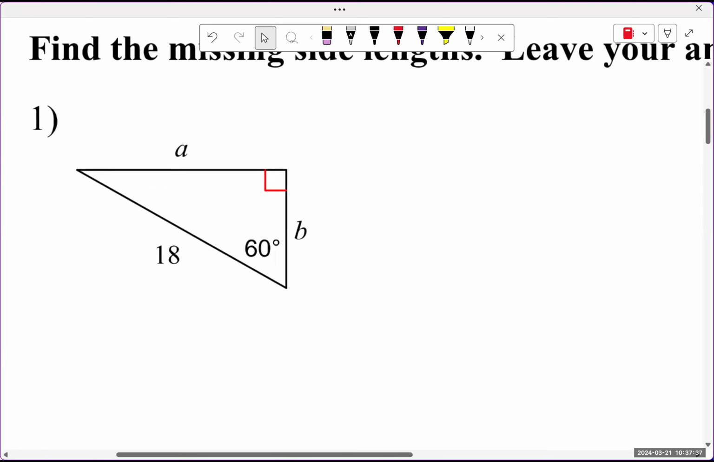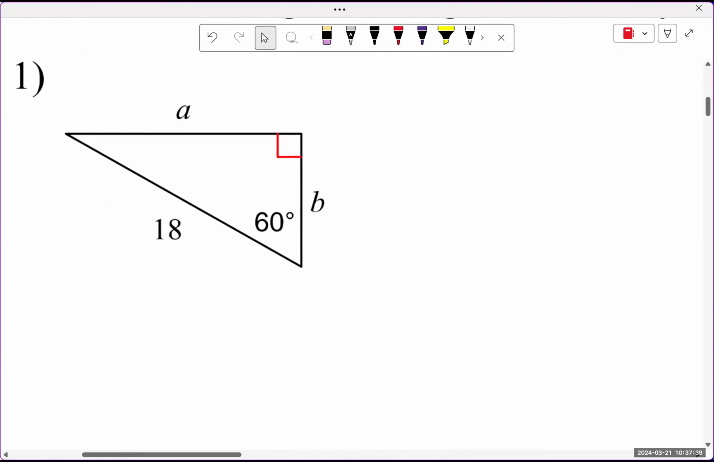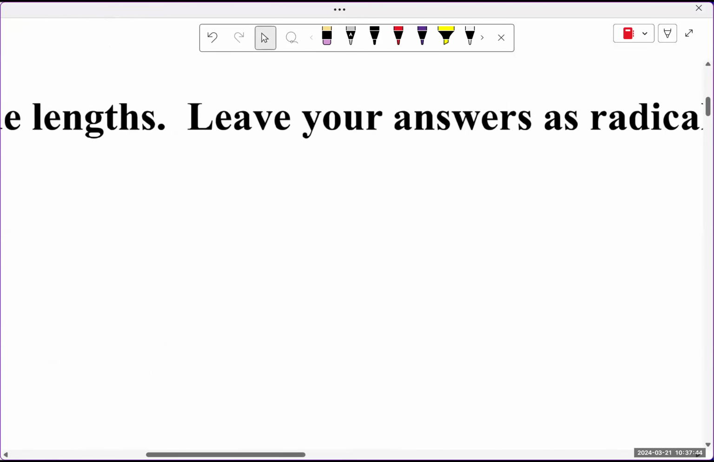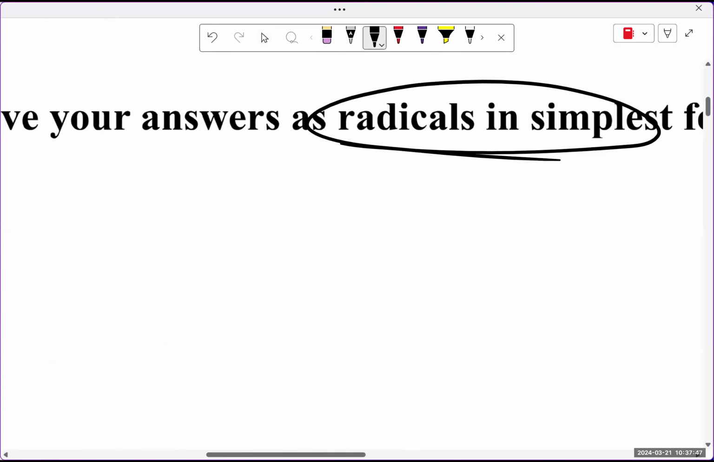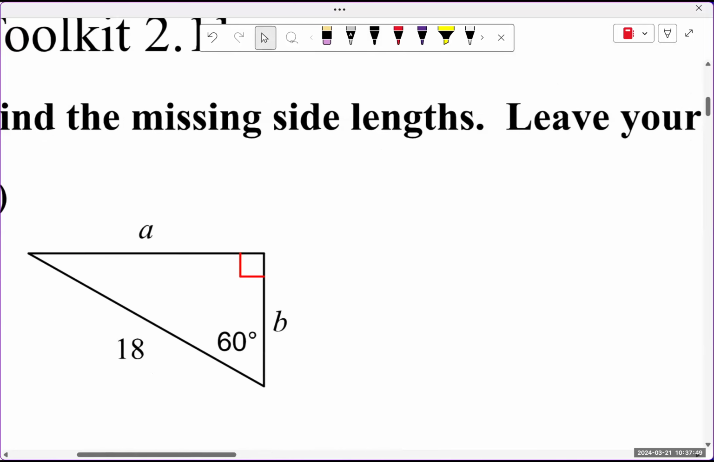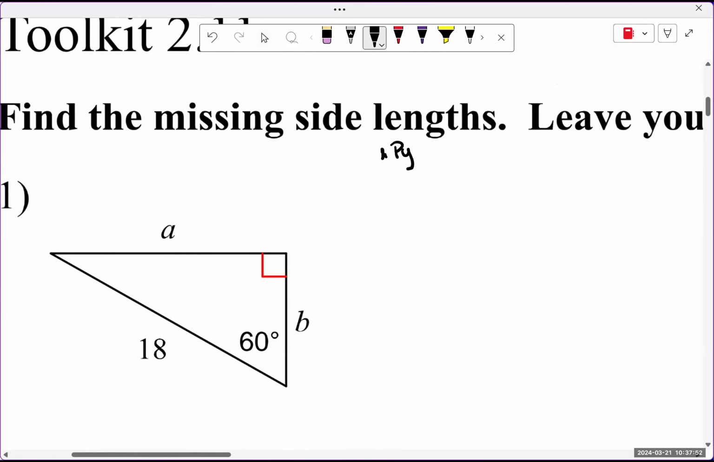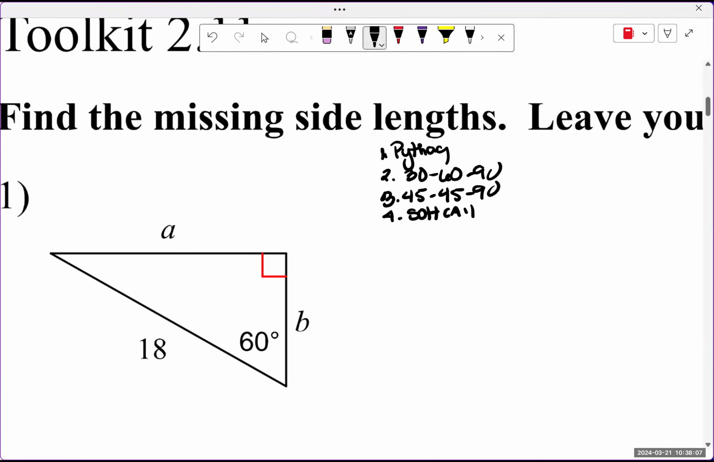Now I need to find the length of A and B. It says radicals in simplest form. So these are my choices: Pythagorean theorem, 30, 60, 90, 45, 45, 90, or SOHCAHTOA. Now, all of these require a right triangle.